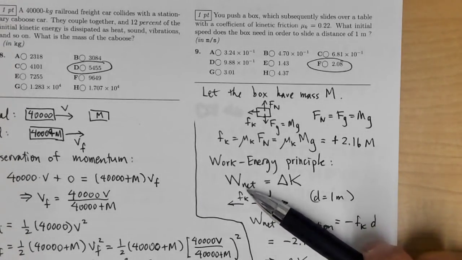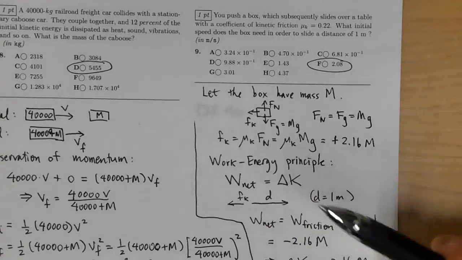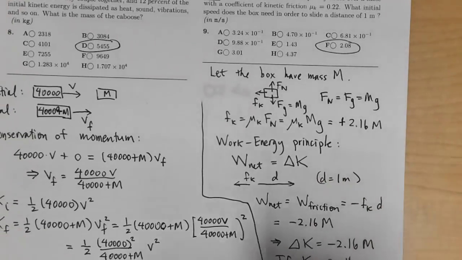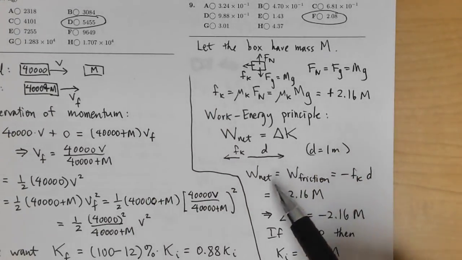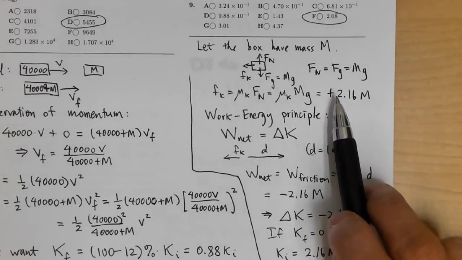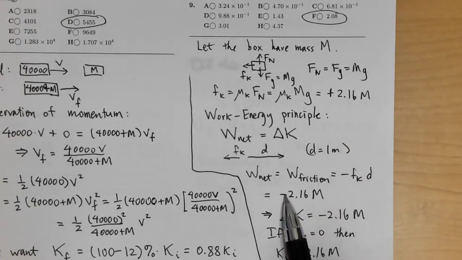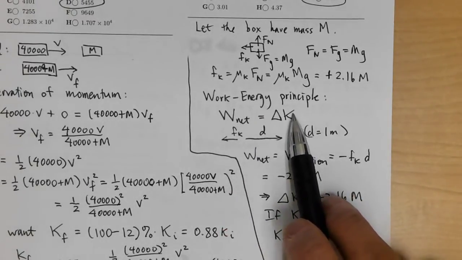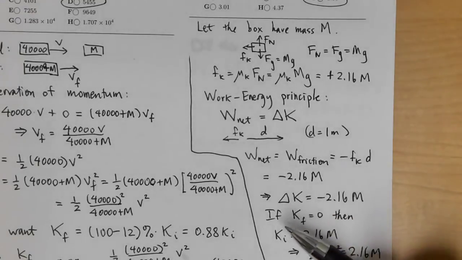Okay, so now we have the net work done, so we're talking about friction. The vertical forces don't do anything. So Fk goes in this direction, and the displacement is in this direction, and d is equal to 1 meter. So the net work done is minus Fk times d, which is 1 times the force, 2.16 m, putting a minus sign in. So the change in the kinetic energy is the work done by the net force, and so we get minus 2.16.